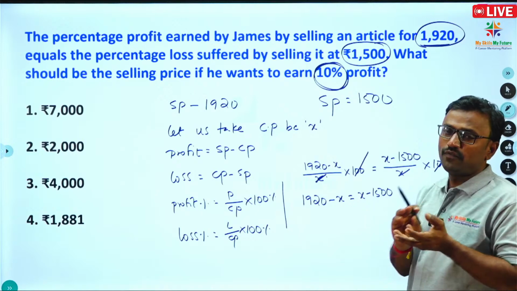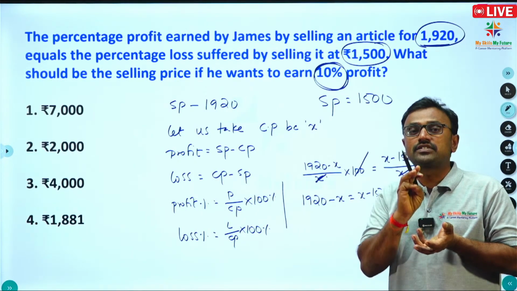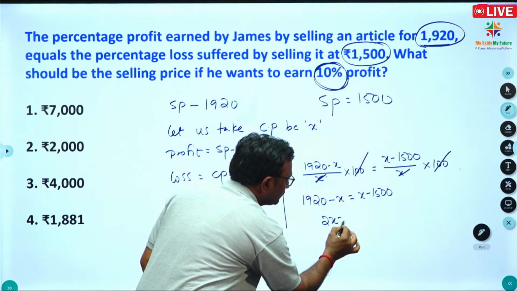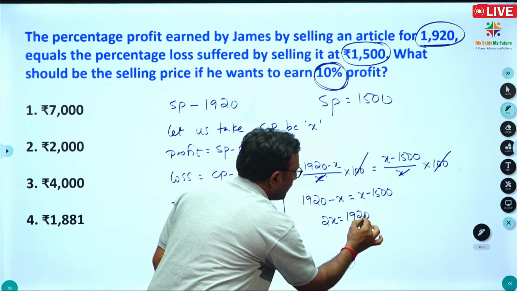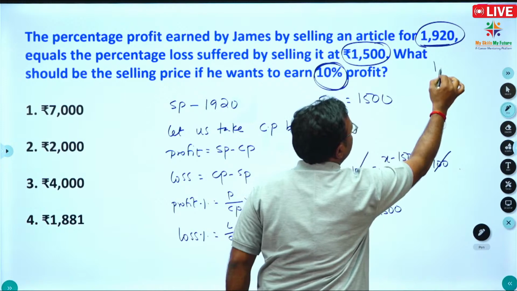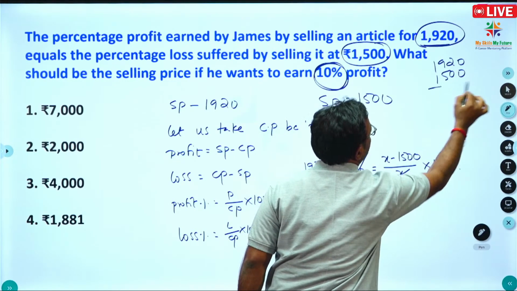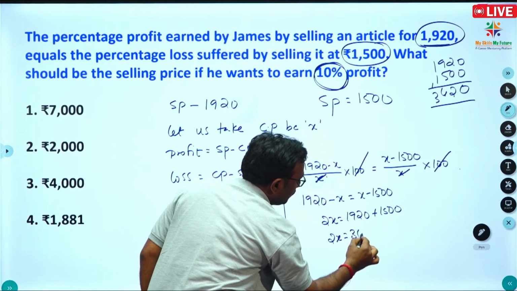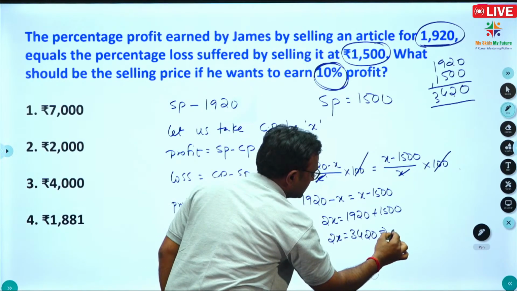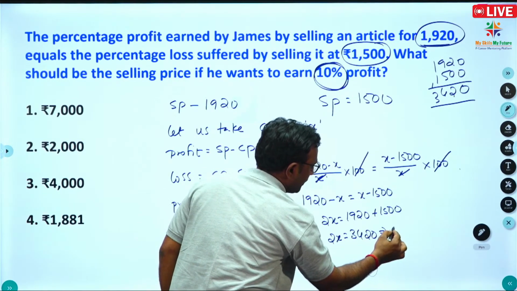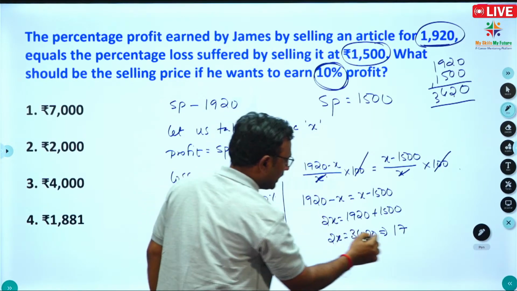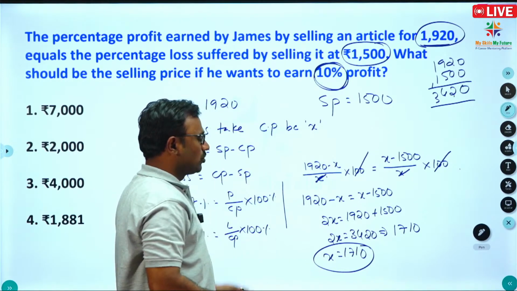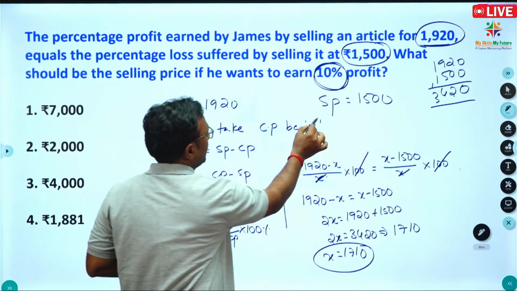We need to find the selling price when there is 10% profit. X is the cost price. So 2X is equal to 1920 plus 1500, which is 3420. So 2X is equal to 3420, and X is equal to 1710. X is nothing but the cost price.